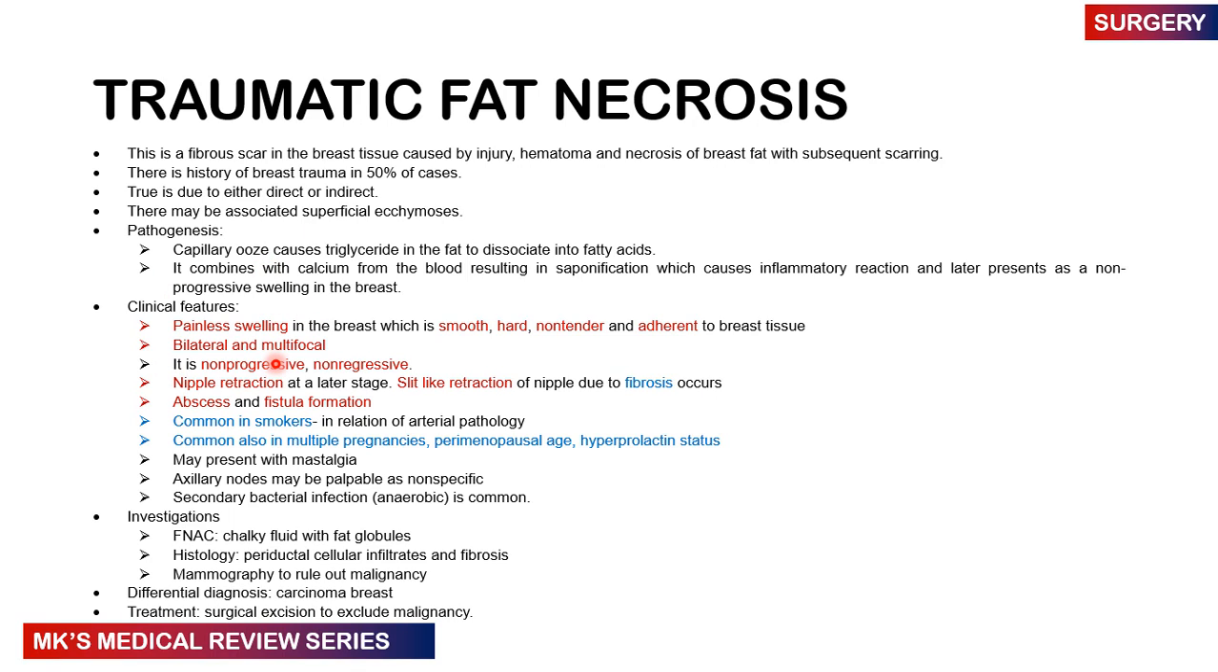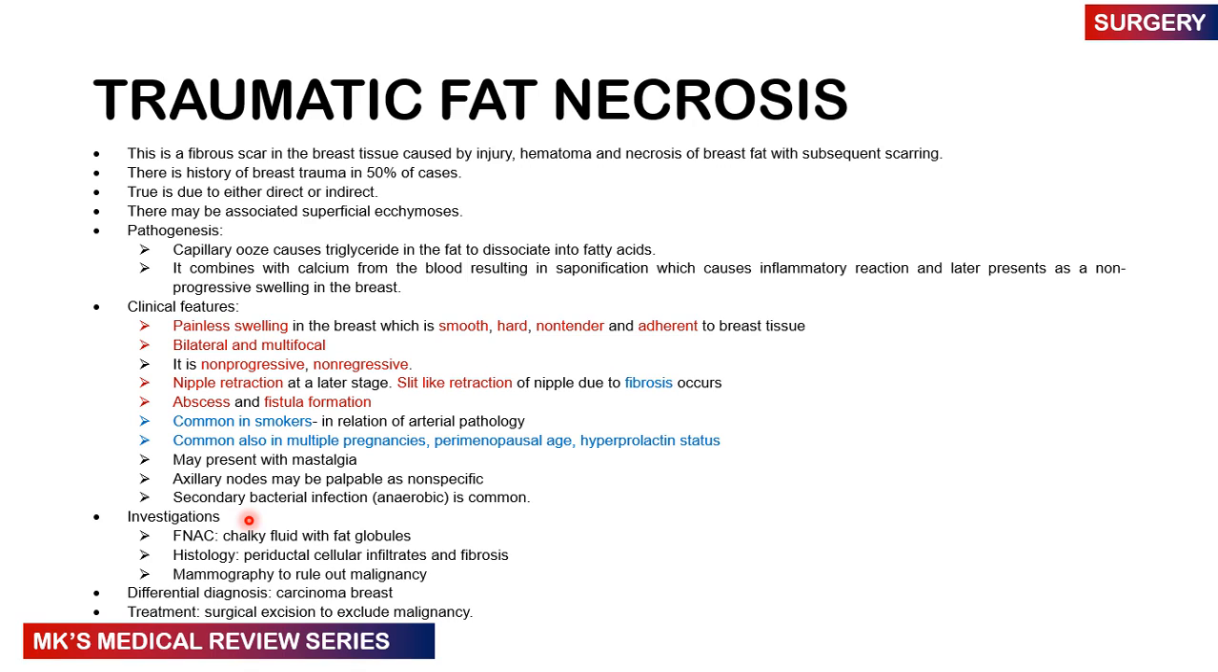It may be non-progressive and non-regressive, but later on may cause nipple retraction and slit-like retraction of the nipple due to fibrosis. Abscess and fistula formation can occur. It's common in smokers in relation to arterial pathology, and also common in multiple pregnancies, perimenopausal age, as well as hyperprolactin states. It often presents with mastalgia, and axillary lymph nodes may be palpable but non-specific. Secondary bacterial infections, often associated with aerobic organisms, are common.